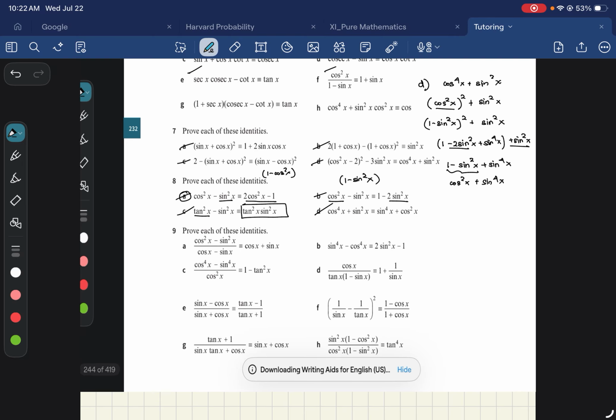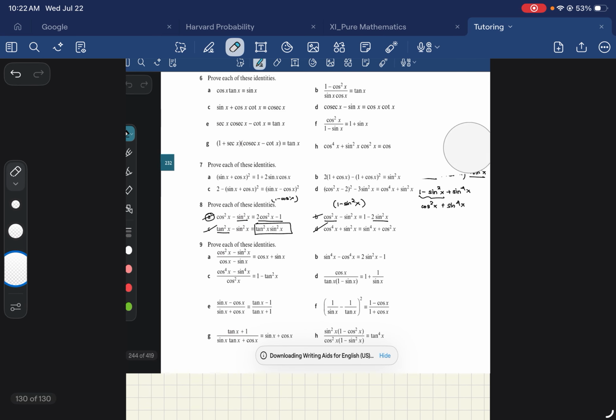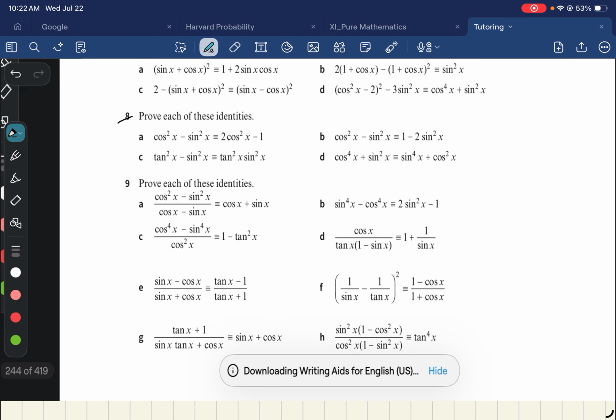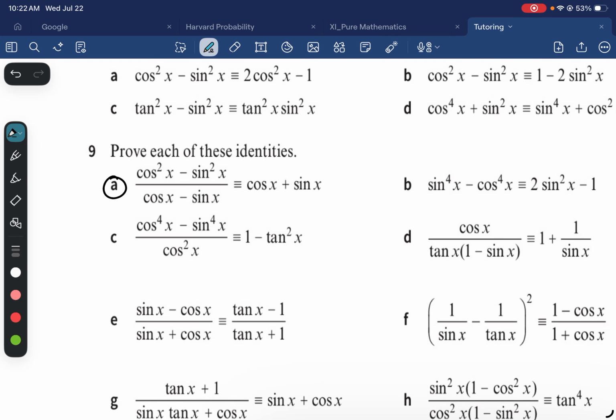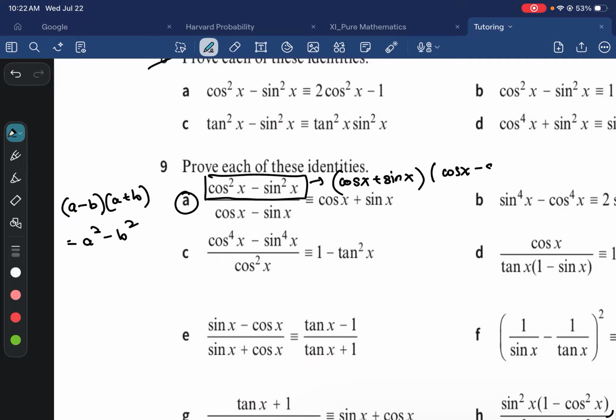All right, question 9. We are not going to do all of them. This is fairly simple. You just use a minus b times a plus b is equal to a squared minus b squared. So we have a squared minus b squared in the numerator. You just write this as cos x plus sine x times cos x minus sine x, and the cos x minus sine x will cancel out, so you get this on your right-hand side.